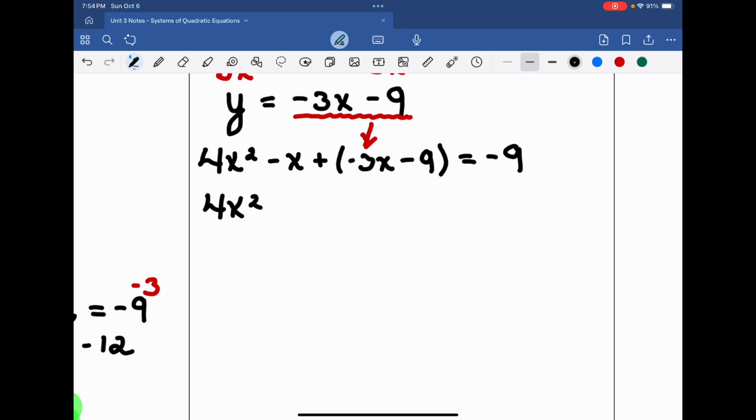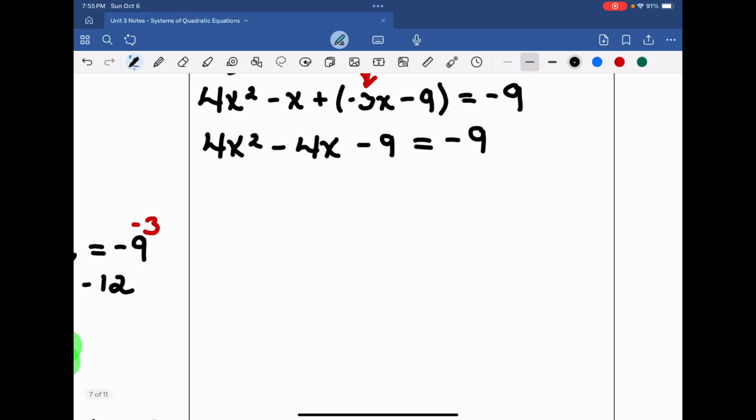Okay, now we're going to combine the terms on the left-hand side. This is 4x squared. Negative x minus 3x is negative 4x. This is negative, or in this case, just negative 9. I'm going to just take that negative 9 right there. This is equal to negative 9. Now, we want to isolate x.